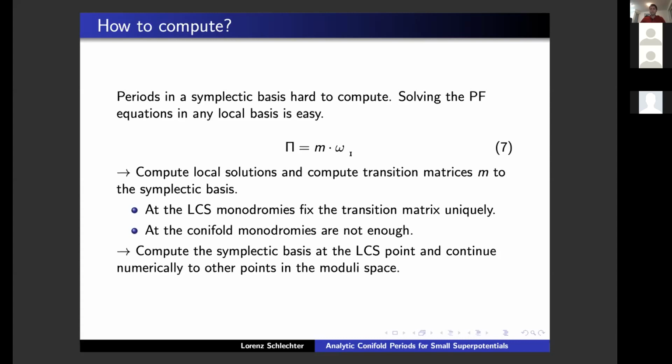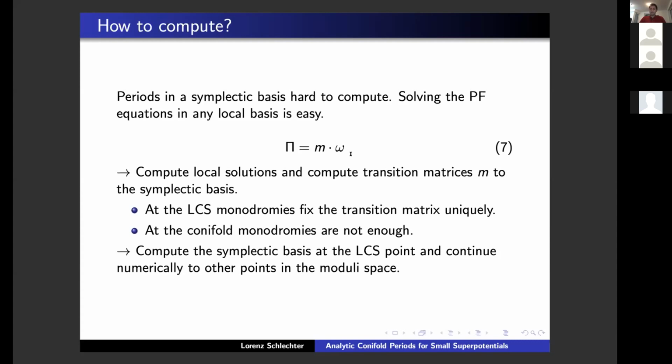So effectively, one always computes a local solution and then computes a transition matrix to get the symplectic basis. The problem is now we need this transition matrix. At the LCS point, which is defined as a point of maximum unipotent monodromy, this is actually easy because the monodromies fix the transition matrix uniquely. But if you move away from this point of maximum monodromy, we no longer have enough monodromies to actually fix this matrix uniquely, so we need some other method.